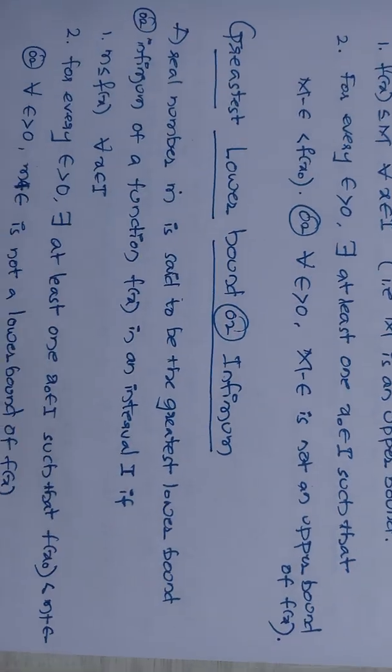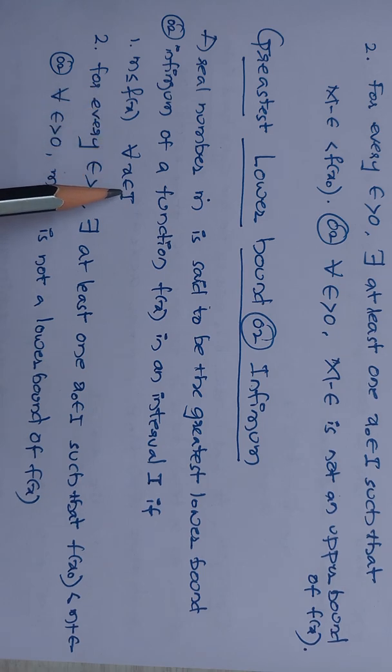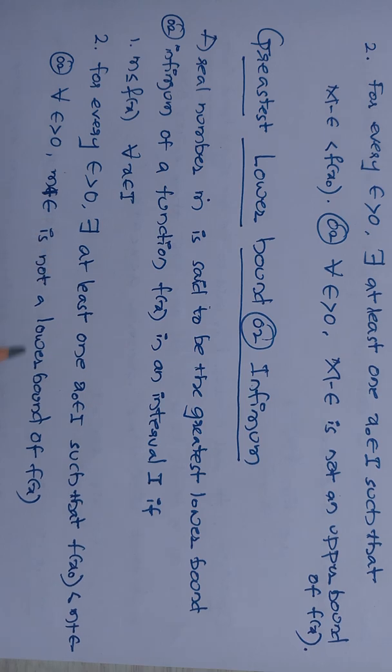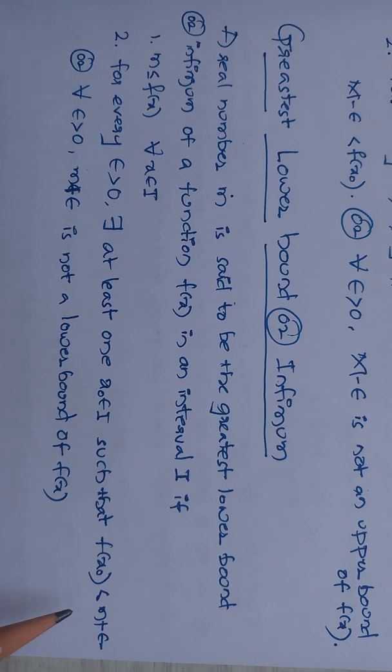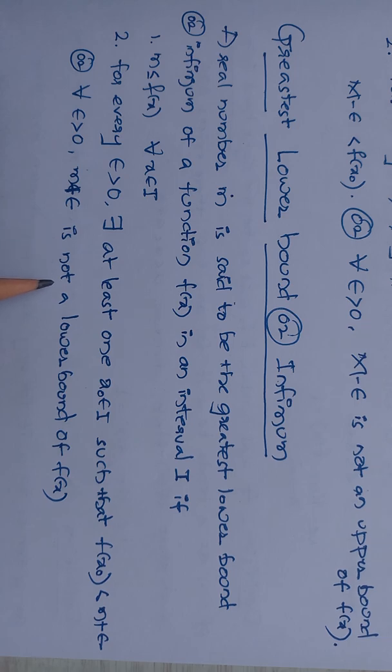Greatest lower bound: a real number m is said to be the greatest lower bound or infimum of a function f of x in an interval I if m is less than or equal to f of x for all x belongs to I, and the second condition is that for every epsilon greater than 0, there exists at least one element x naught belongs to I such that f of x naught is less than m plus epsilon, or for epsilon greater than 0, m plus epsilon is not a lower bound of f of x.